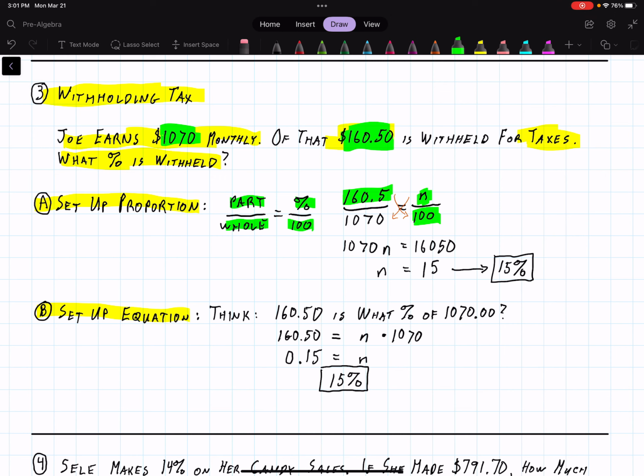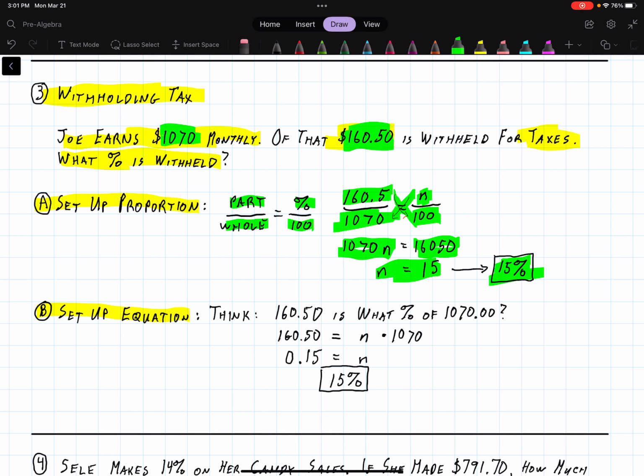So 160.5 over 1070. Then when we cross multiply this way, we get 1070n. And when we cross multiply this way, we get 16,050. And then we divide both sides by 1070, and that comes out exactly to 15. So Joe is paying 15% for his withholding taxes.